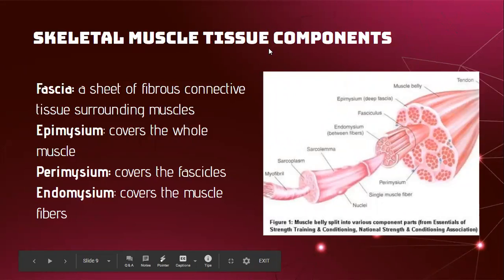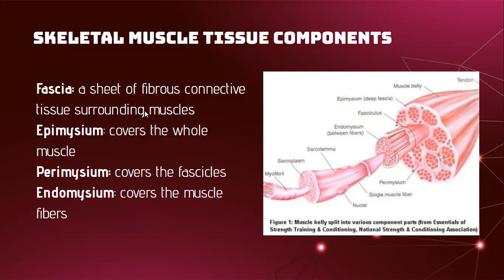The skeletal muscle tissue components go as follows. First we have the fascia, which is a sheet of fibrous connective tissue surrounding muscles. These four terms I have highlighted in bold are the coverings. They're the outside layers of muscle. So the fascia covers the whole muscle, like an outer coating on top of the muscle belly right here.